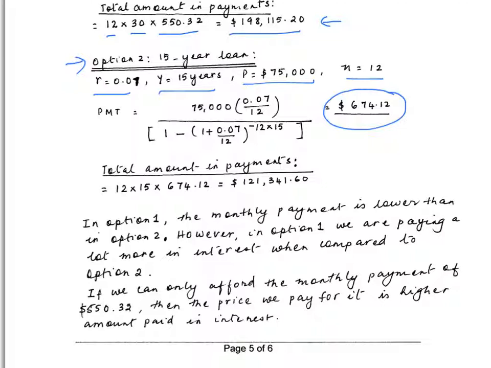So let's calculate the total amount in payments for the second type of loan. So that would be 12 payments in a year for 15 years at the rate of $674.12 per month. So the total amount that we pay back is $121,341.60. So if you compare these two options, so let's look at both.